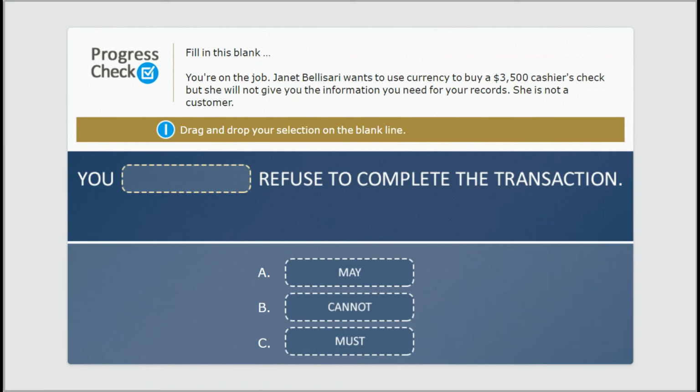If Ms. Molina refused to provide all the information you needed, you would have no choice but to say, "I'm sorry, but I need this information to complete this transaction. I can't complete the transaction if I don't have it." While it may be difficult to say no sometimes, according to the Bank Secrecy Act, that's exactly what you must do in that situation.